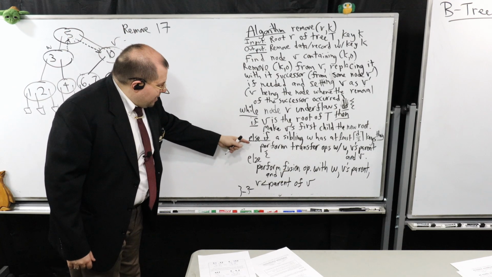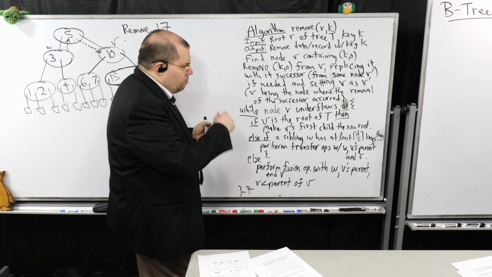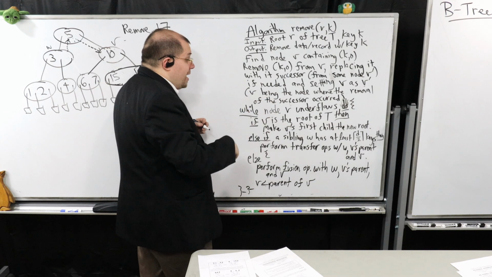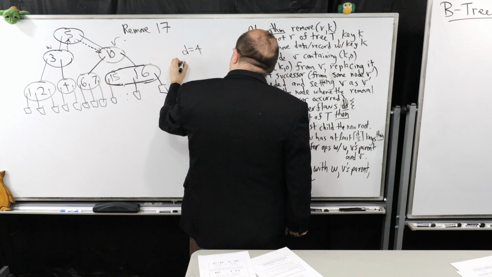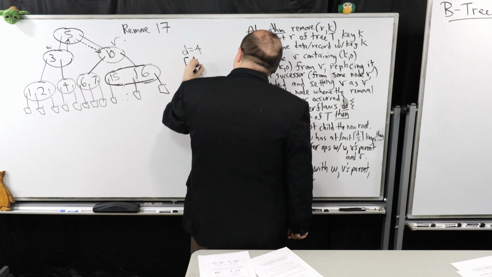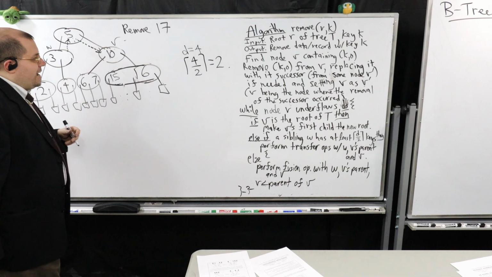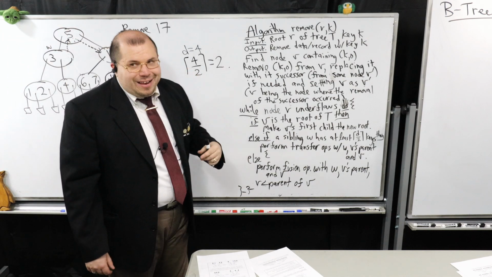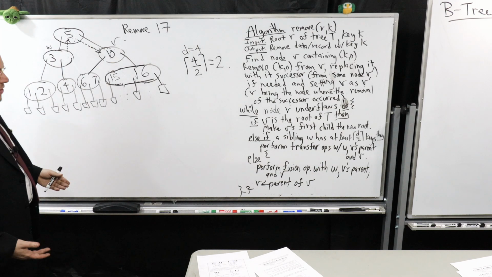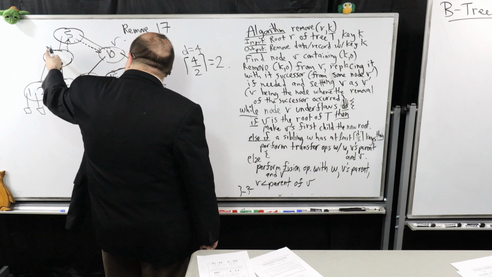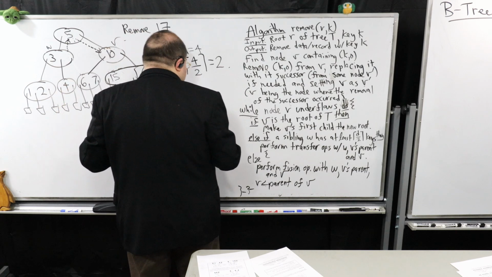So otherwise, if we have a sibling with at least the ceiling of D over 2 keys, now you might ask, why the ceiling of D over 2? Now remember, in a 2-4 tree, D is 4, so the ceiling of 4 over 2 is just 2. So what this is really just saying is that if you have a sibling with at least 2 keys in it, meaning it has 2 records, it says that you can do the transfer operation. You do it with W, like I labeled here, like W. You would have V and its parent, and you perform the transfer operation in this case.